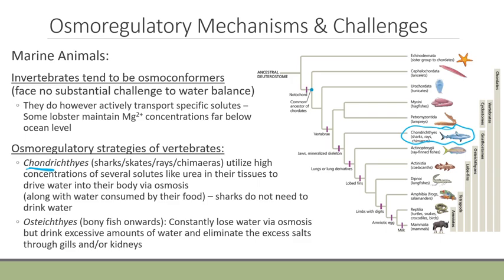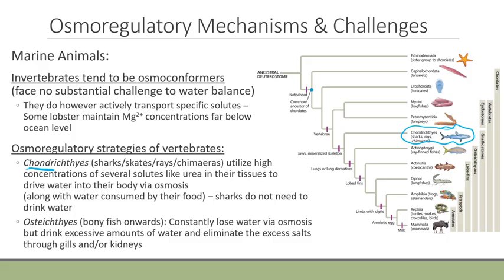How they help balance and manage their osmoregulation is to utilize really high concentrations of multiple solutes. We'll talk about urea here in a bit as a nitrogenous waste, but they'll end up having high amounts of that to help drive water into their body. Basically, make your surrounding cells a little bit more salty. If it's a little bit saltier, osmotic gradient, water follows the salts, helps drive it into their body with osmosis.